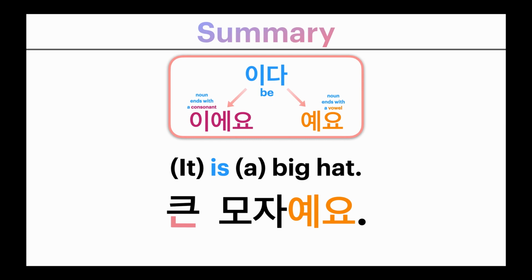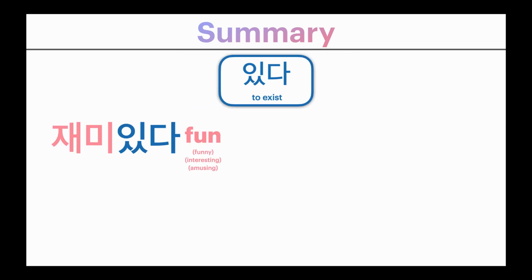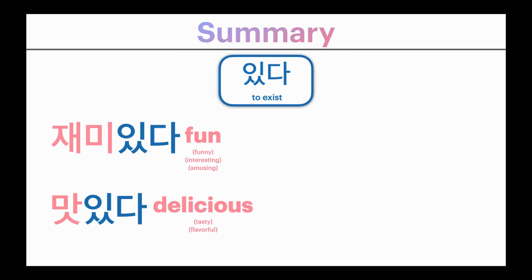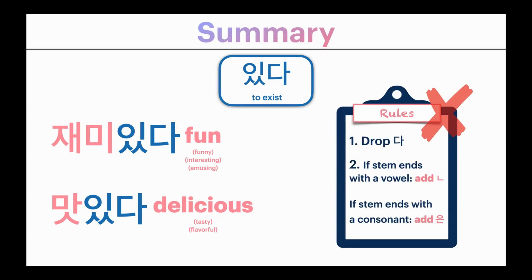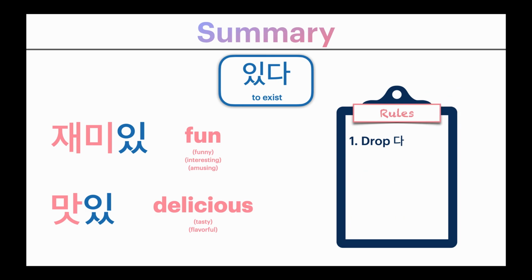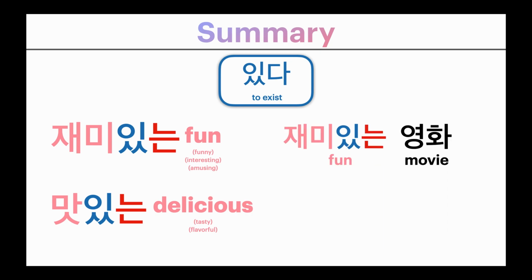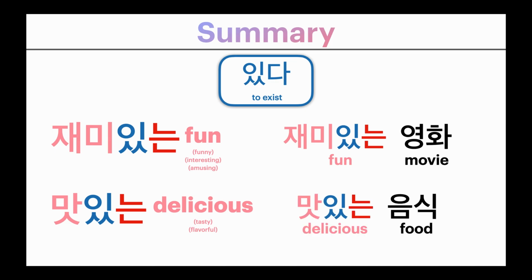And finally, a small number of adjectives end with 있다, like 재미있다 and 맛있다, in which instead of following the adjective rules we just learned, you will instead drop 다 and then add 는 to get 재미있는, 맛있는. And now we can put them in front of nouns like 재미있는 영화 or 맛있는 음식.